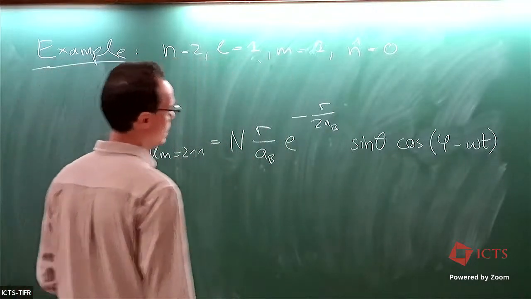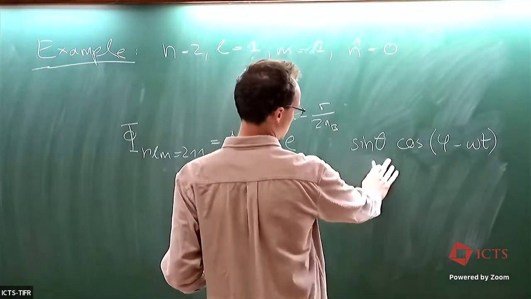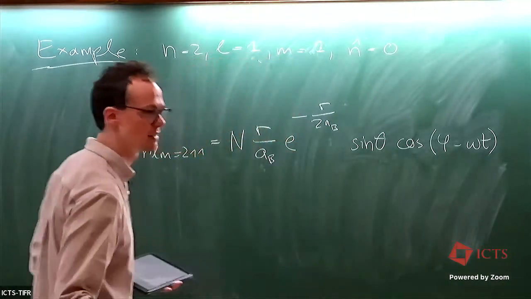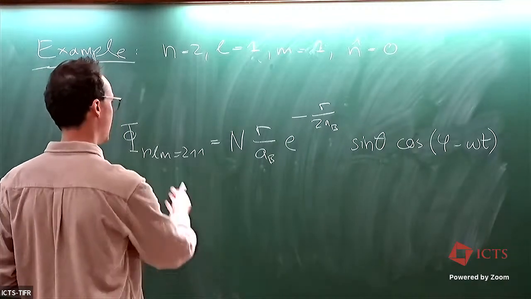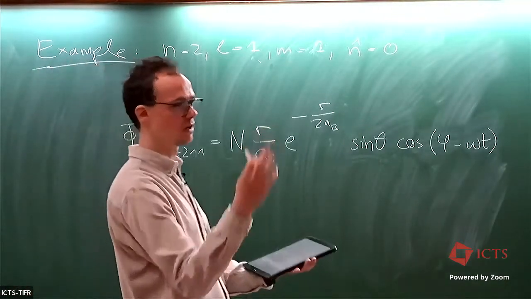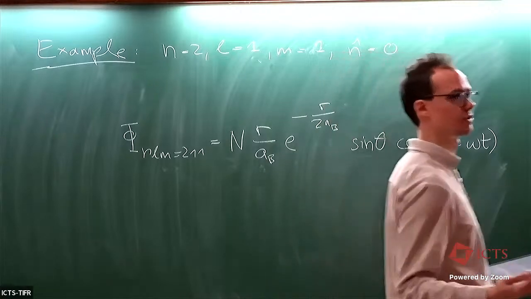Then the polar dependence is just sine theta, and basically what this means is that on the spin axis of the black hole, the scalar field vanishes, and so most of the scalar field distribution will actually be within the equatorial plane.